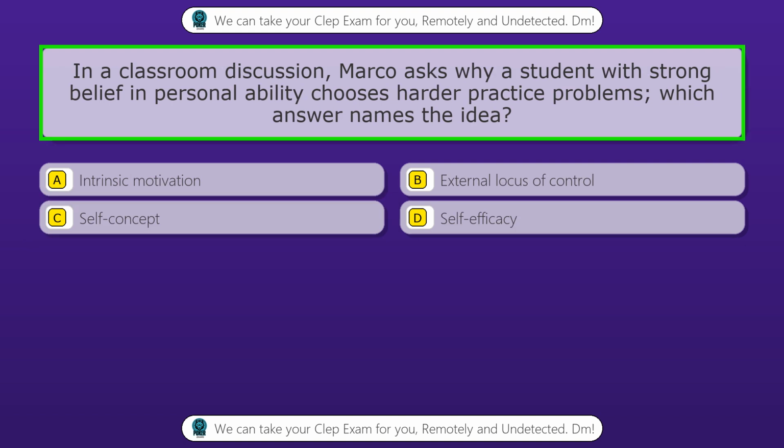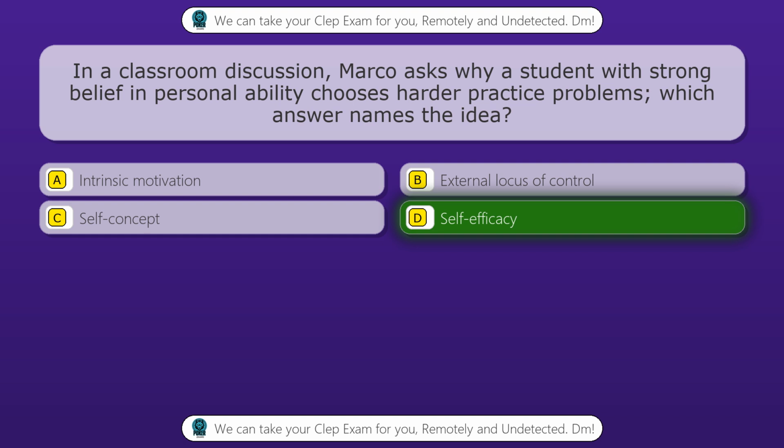Question 10. In a classroom discussion, Marco asks why a student with strong belief in personal ability chooses harder practice problems. Which answer names the idea? Option A, intrinsic motivation. Option B, external locus of control. Option C, self-concept. Option D, self-efficacy. The correct answer is option D, self-efficacy.